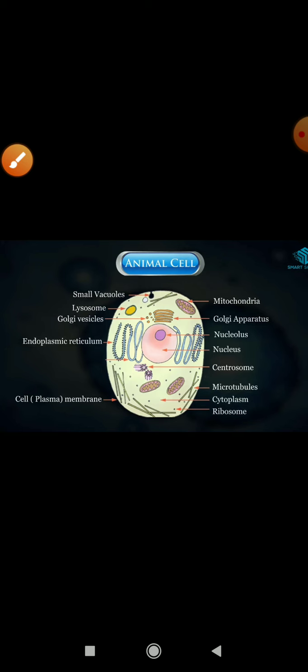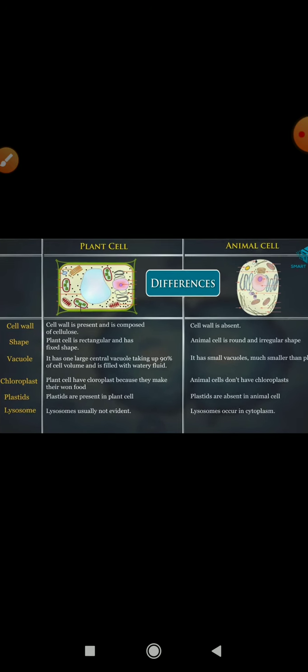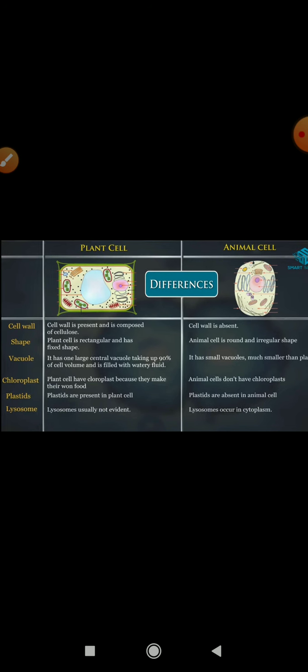They are present in both cells, animal and plant cell. I think you all understand the cell organelles present in animal cell and plant cell. And after that we see the difference between animal cell and plant cell one by one. First one, cell wall. Cell wall is present in plant cell and it is composed of cellulose. But in animal cell, cell wall is absent.